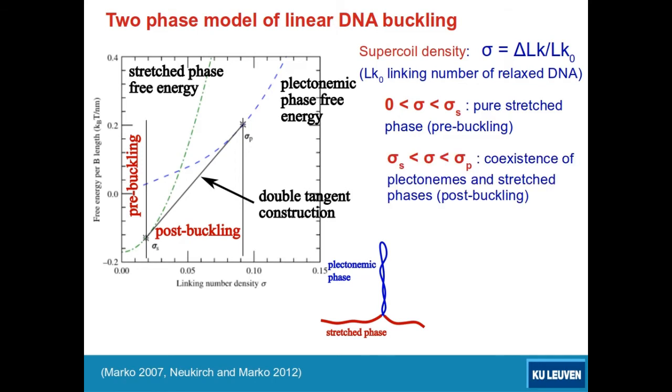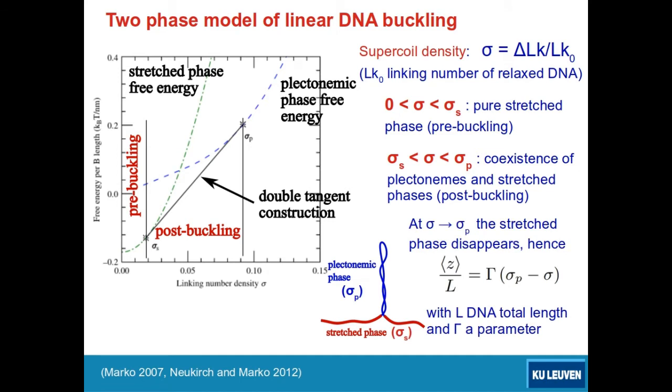When sigma exceeds a threshold value, sigma s, plectonemes appear. The minimal total free energy is obtained from a double tangent construction. This is the post-buckling regime of phase coexistence between stretched and plectonemic phases. The coexistence region ends at sigma p. Beyond that point, the molecule is fully plectonemic and the end-to-end distance vanishes.